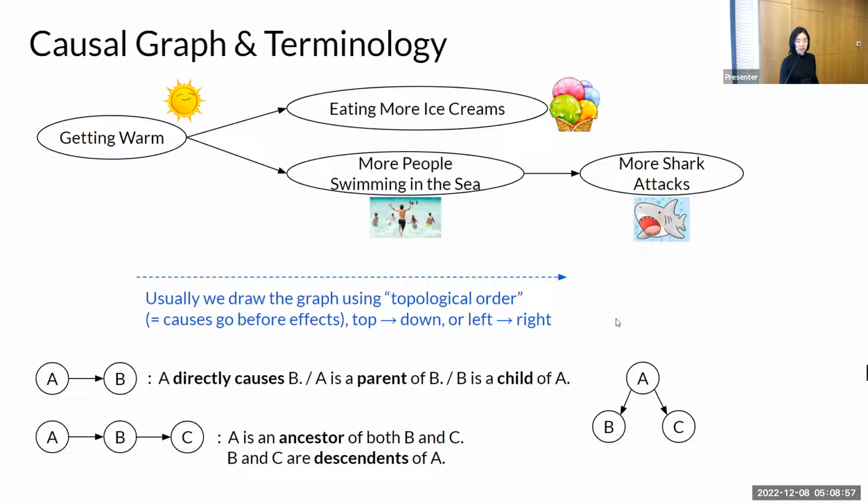Moreover, let's see more graph terminologies. If we see a part of the graph, such as A with a direct link to B, it means A directly causes B, or A is a parent of B, and B is a child of A. The other case could be A causes B causes C. In that case, we would say that any causal variables that are before a certain variable are ancestors. So A is an ancestor of both B and C. Similarly, we define descendants. So B and C are descendants of A.